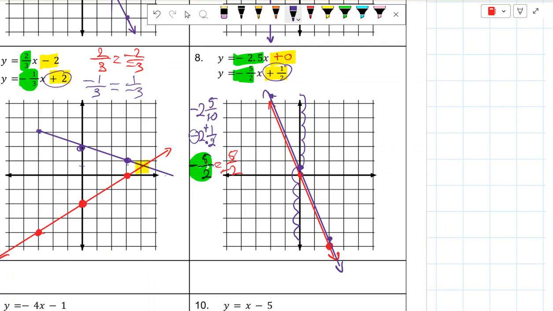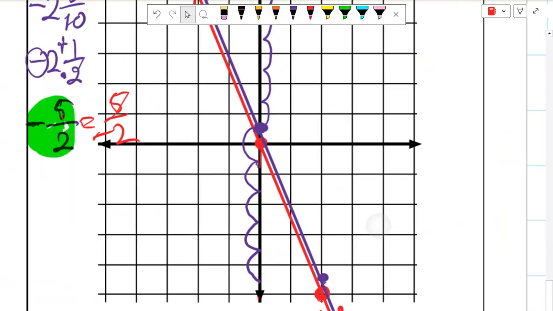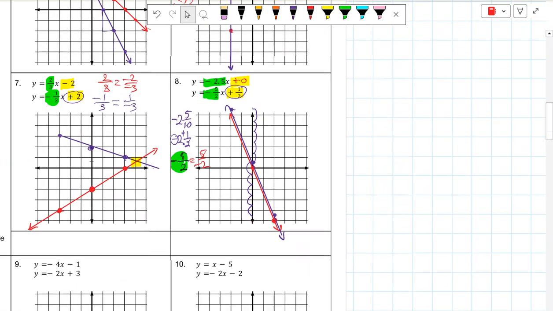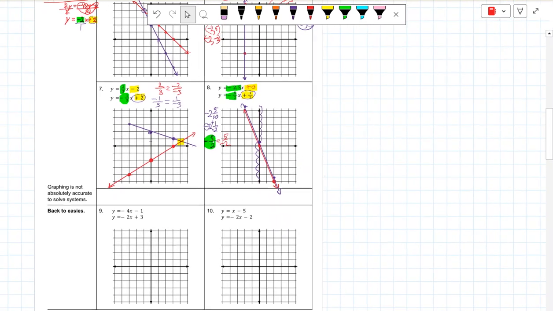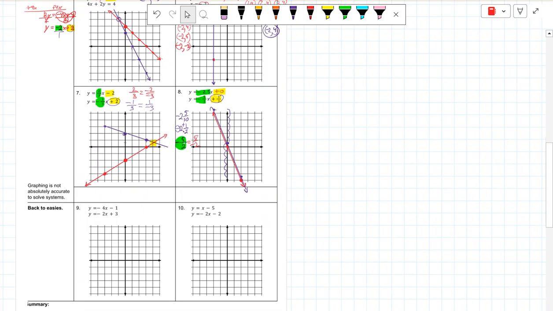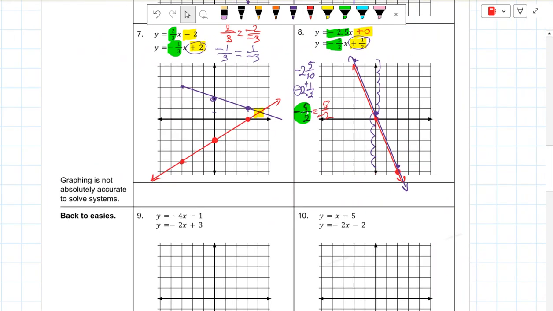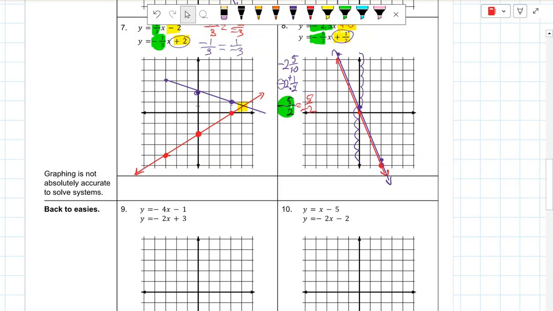Now, if I zoom in, you can see that they are not on top of each other. That's a no solution. But if I zoom out, it starts looking like they might be on top of each other. Now, I can still tell that they aren't, so it's hard to tell. And that brings us down to graphing is not absolutely accurate to solve systems because your points could be a little bit off, your lines could not be straight. There's just a lot of things that could go wrong.